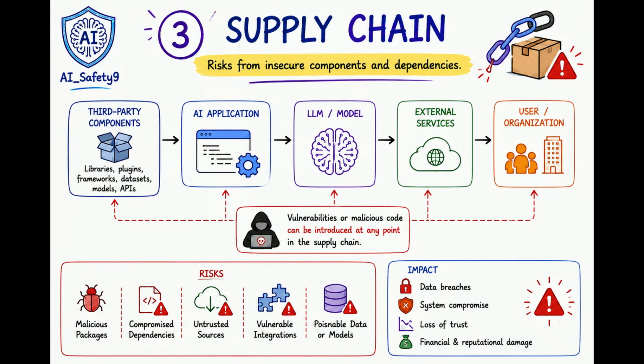This is exactly why supply chain security has become one of the biggest concerns in modern software development, and it's even more important for AI applications. In the AI ecosystem, vulnerabilities or malicious code can be introduced at any point in the supply chain. Some common risks include malicious software packages, compromised libraries and dependencies, untrusted datasets or pre-trained models, vulnerable third-party integrations, poisoned training data, and insecure external services.